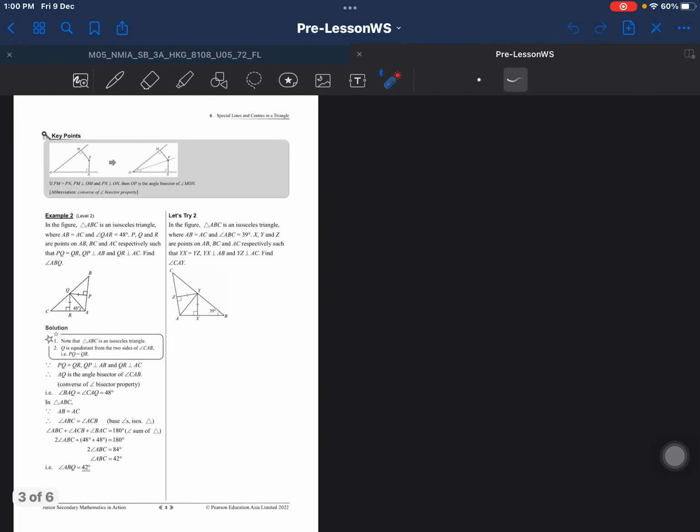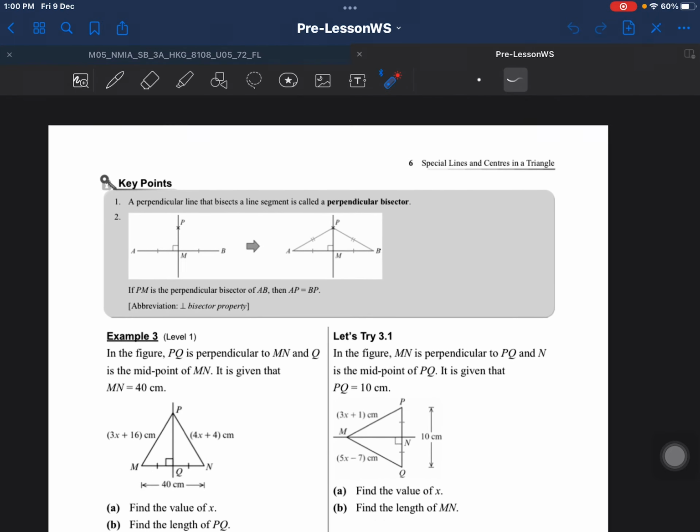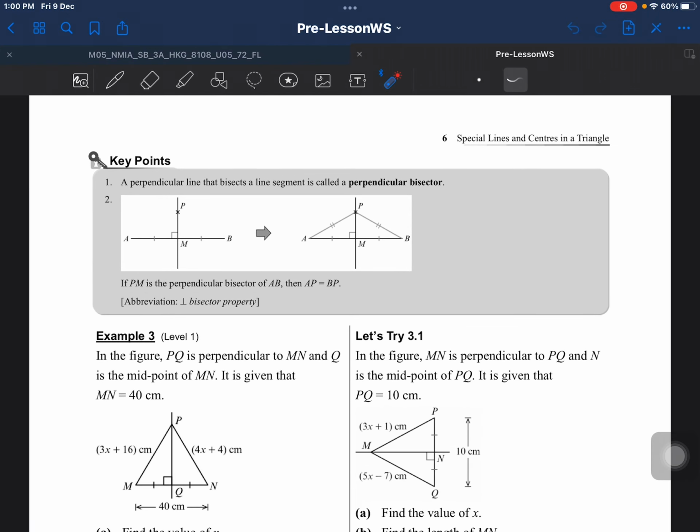And now, also look at one more definition, the perpendicular bisector. A perpendicular bisector is a straight line, a perpendicular line, which bisects the line segment. That is the perpendicular bisector of the line segment AB. Because we have a line segment here, AB, right? We use a perpendicular line here. And then it also bisects. Bisect means dividing the line segment AB into two equal halves. AM equals MB. So this straight line we call the perpendicular bisector.